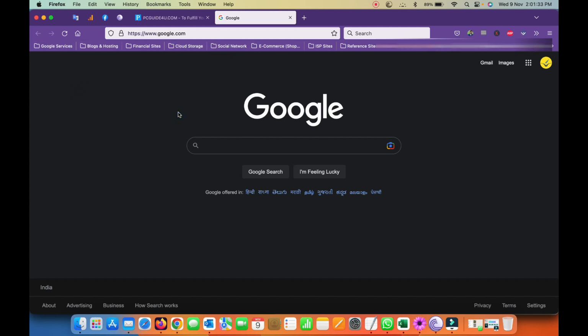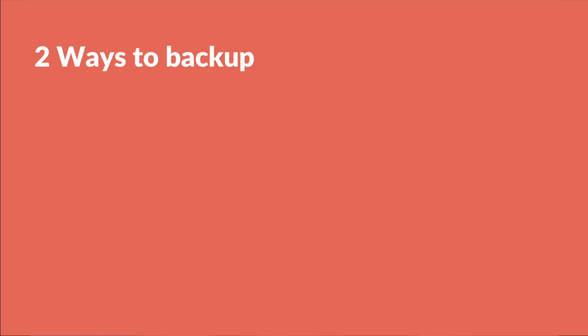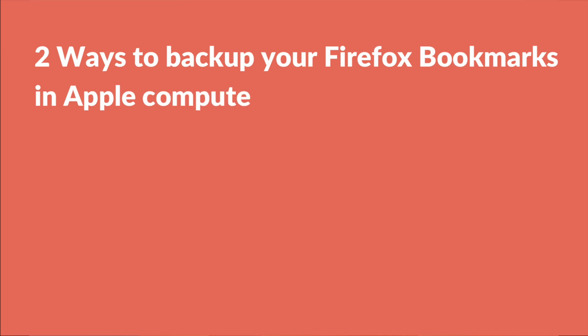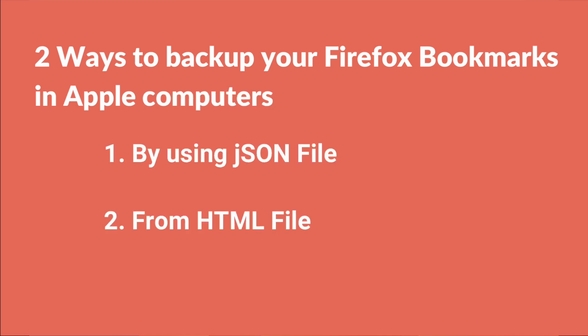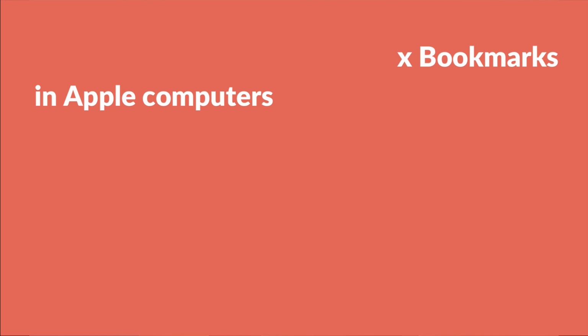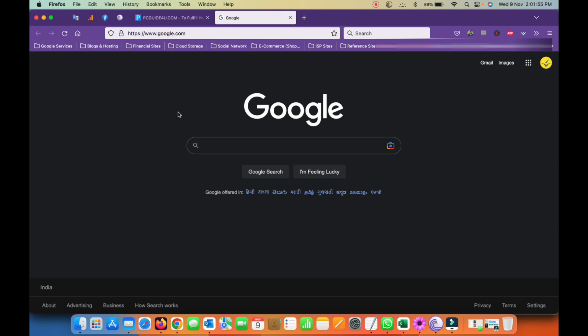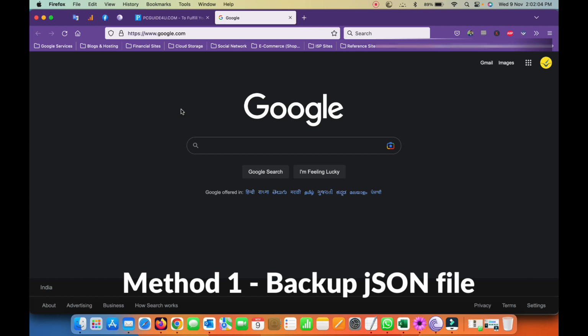Now there are two different ways you can backup your bookmarks from Firefox if you're using an Apple computer. The first method is that you can backup as a JSON file. The second method is to backup your bookmarks as an HTML file and restore them whenever you need. I'm going to tell you both of the methods here. Let's start with the first method, how to backup bookmarks as a JSON file.